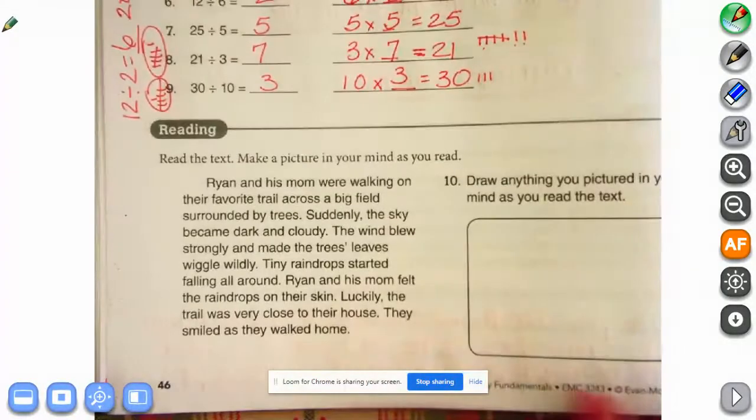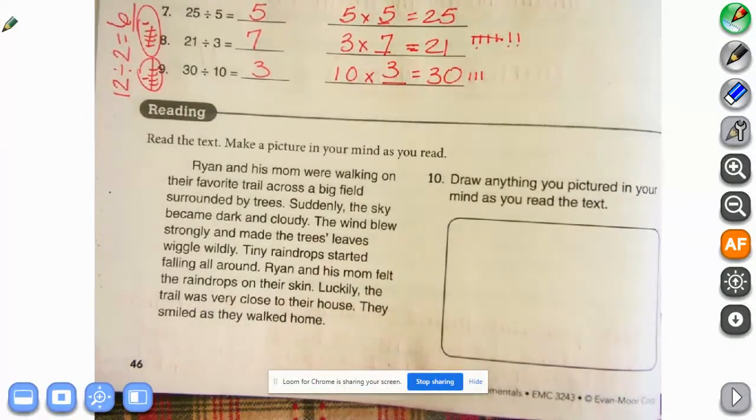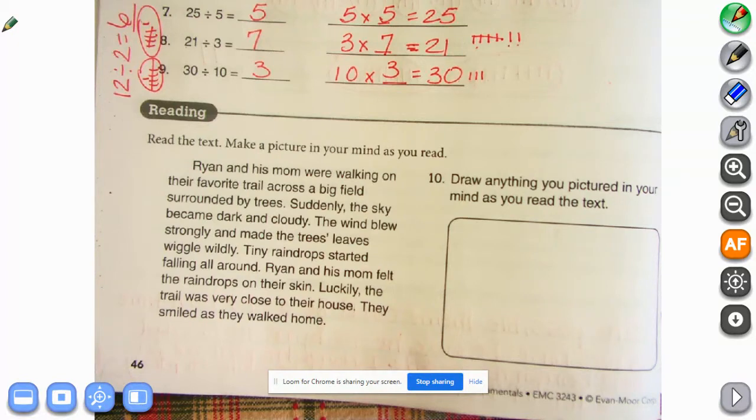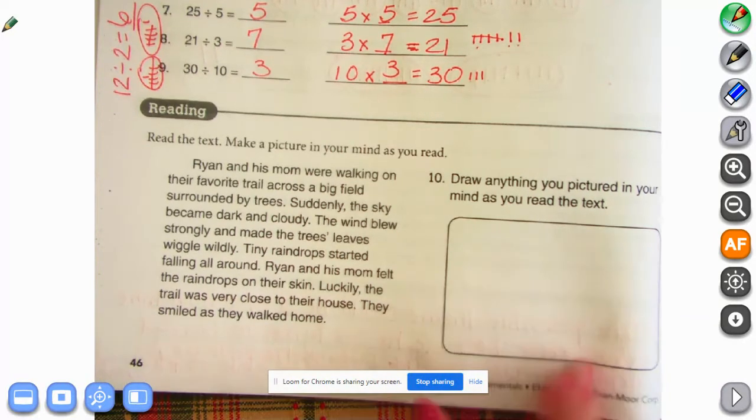All right, the story says, read the text to make a picture in your mind as you read. Ryan and his mom were walking on their favorite trail across a big field surrounded by trees. Suddenly, the sky became dark and cloudy. The wind blew strongly and made the trees' leaves wiggle wildly. Tiny raindrops started falling all around. Ryan and his mom felt the raindrops on their skin. Luckily, the trail was very close to their house, so they smiled as they walked home. All right, draw anything you pictured in your mind as you read.